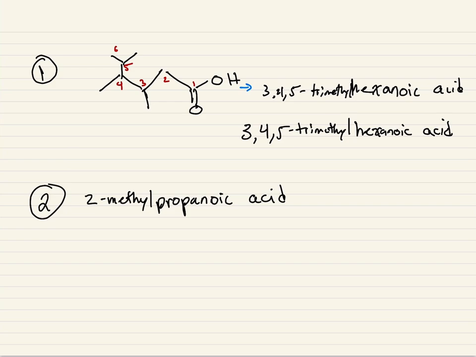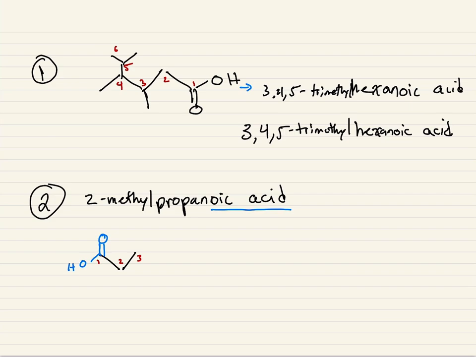Right, so it says propanoic acid, so I'm going to draw the parent chain first. How long is the parent chain? 3 carbons, right? So that looks something like that, right? We have 1, 2, 3 carbons here. Oic acid means what? There's a carboxylic acid, right? That's always going to go on the first carbon here. So we have a carboxylic acid group.